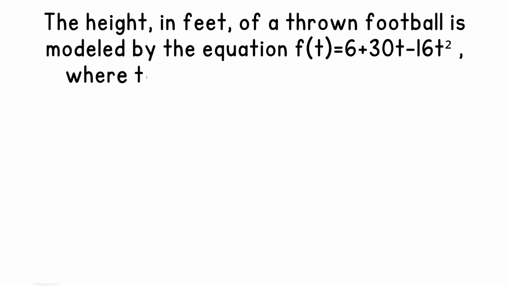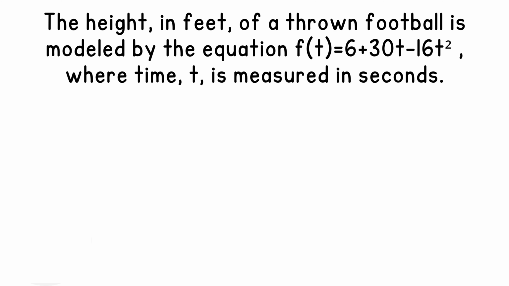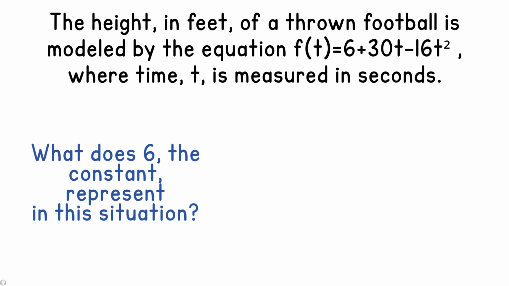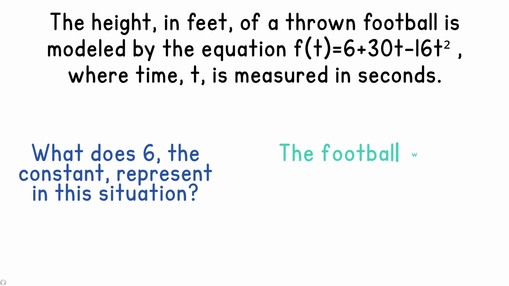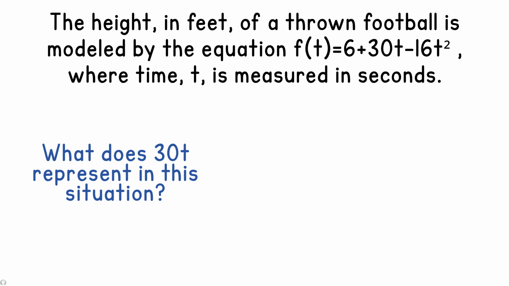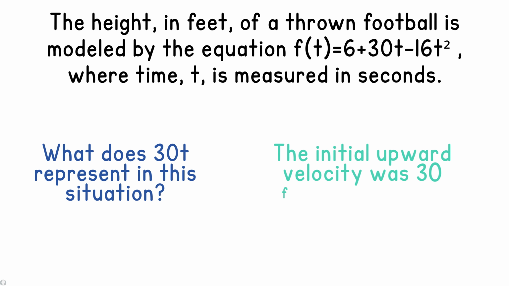The height in feet of a thrown football is modeled by the equation f of t is equal to 6 plus 30t minus 16t squared, where time t is measured in seconds. What does 6, the constant, represent in this situation? This tells us that the football was thrown from a height of 6 feet, since this represents the y-intercept. And what does 30t represent in this situation? This is going to represent the initial upward velocity of 30 feet per second, since that's how the ball goes up. The negative 16t squared represents the gravity that will pull it back down.